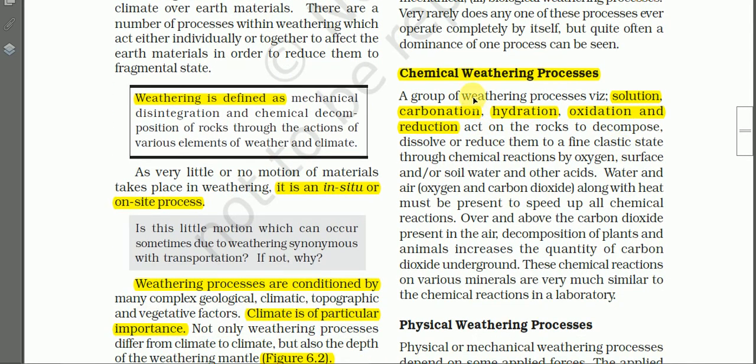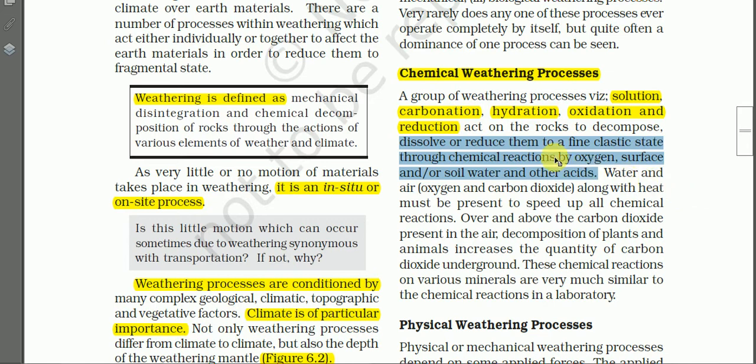Now let us read these chemical weathering processes. Here we have four important chemical weathering processes as mentioned here. Those are solution, then carbonation, hydration, oxidation, and reduction. Oxidation and reduction are a combined process, also known as the redox reaction. And these chemical weathering processes act on the rocks to decompose, dissolve or reduce them to a fine clastic state through chemical reactions by oxygen, then surface and soil water, and other acids.